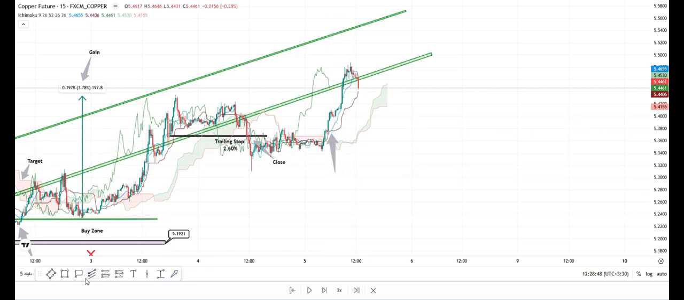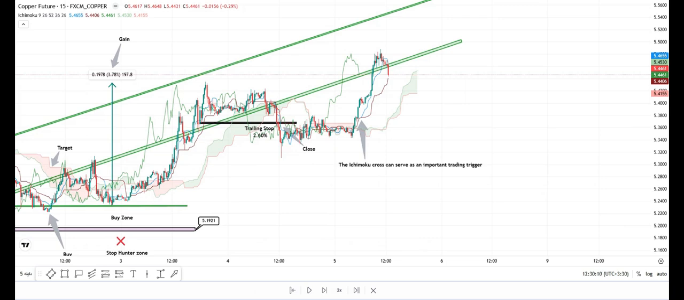An Ichimoku cross can serve as an entry point for scalp trades in the direction of the trend. The stop loss for these types of trades should be placed below the recent swing low on a lower time frame.